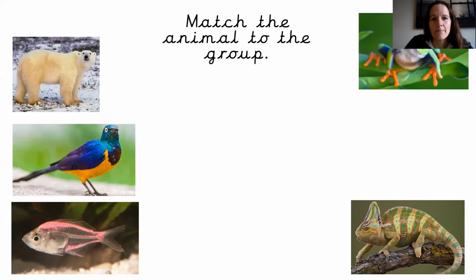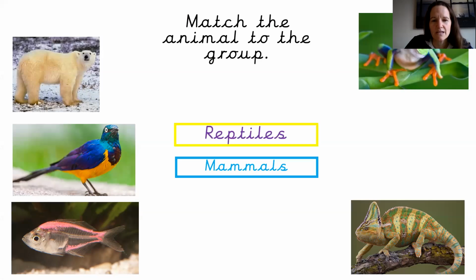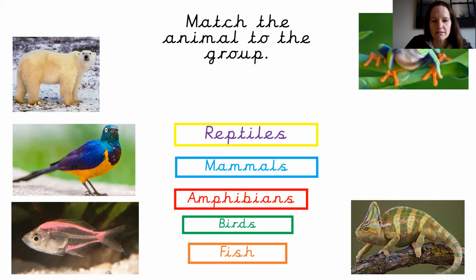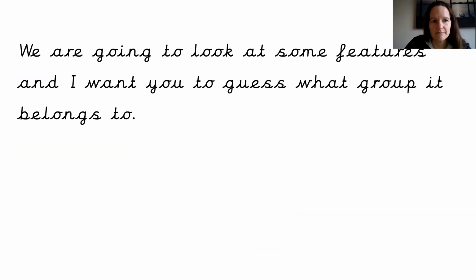So here we have, match the animal to the group. So who knows where is the reptile? Well done if you said the chameleon. What about the mammal? Which of these animals is a mammal? Well done if you said the polar bear. What about the amphibian? Super if you said the frog. And where is the bird? Well done. And the fish. Great. So these are the 5 groups that we are going to be looking at.